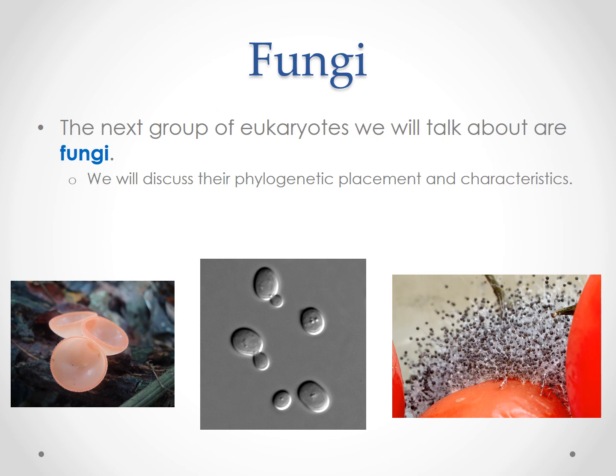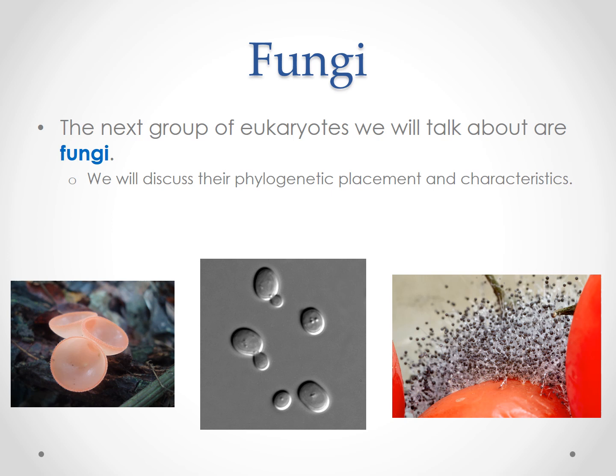So the goal of this lecture is to introduce you to another group of eukaryotes, and those are the fungi. Just once again, these fungi can be multicellular or single cellular. So we can see, for example, the mushroom all the way on the left. This is a multicellular example of fungi, while the yeast in the middle picture are an example of unicellular fungi.